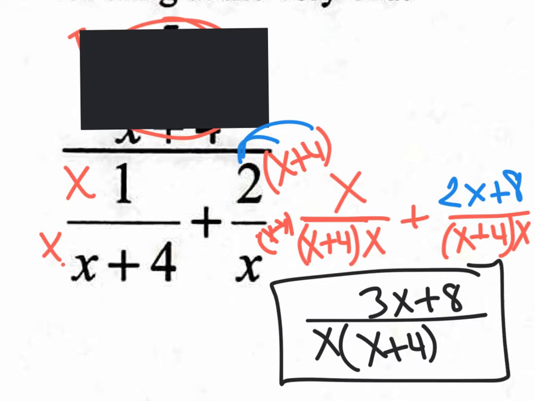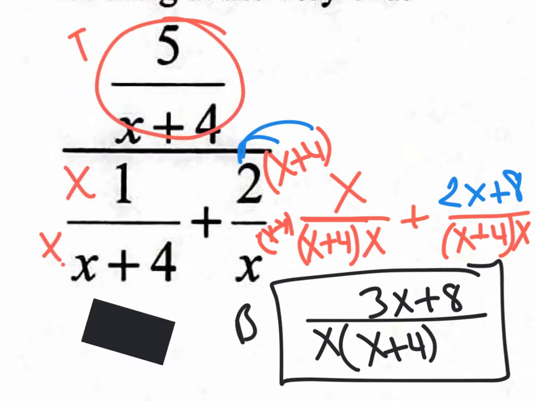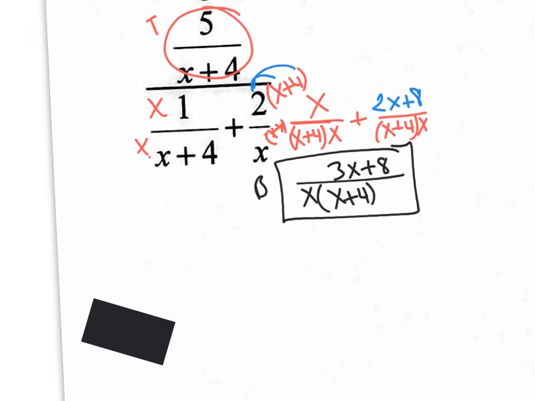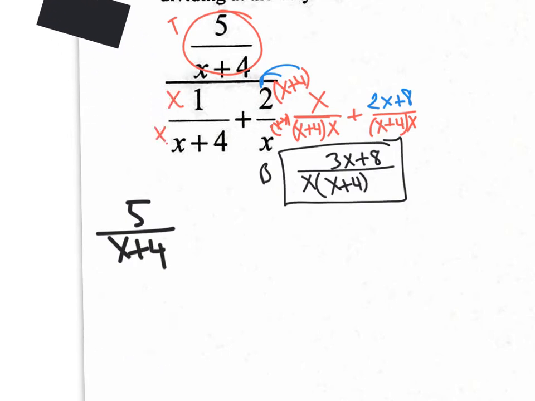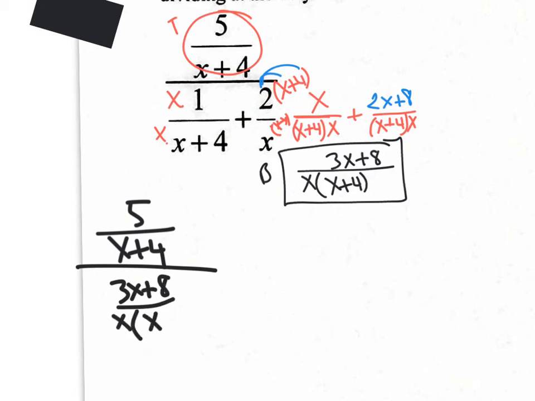Anyhow, what did we find out here? We found out the denominator, guys. Are you with me? So we have the bottom part right here. And over here, if I take out the rectangle, we have the top part up here and the bottom part down here. So what I'm going to do is rewrite the whole thing. I want to rewrite 5 divided by x plus 4, and put it over the bottom part, which is 3x plus 8 divided by x times x plus 4.